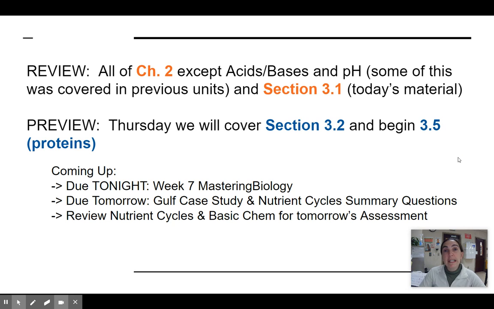The information we've been learning today was mostly out of chapter 2. So if you like to use the textbook to review, this slide just kind of shows you where we are. Like I said, on Thursday, we're going to start moving into some other parts of section 3 and looking more closely at these groups of biomolecules.